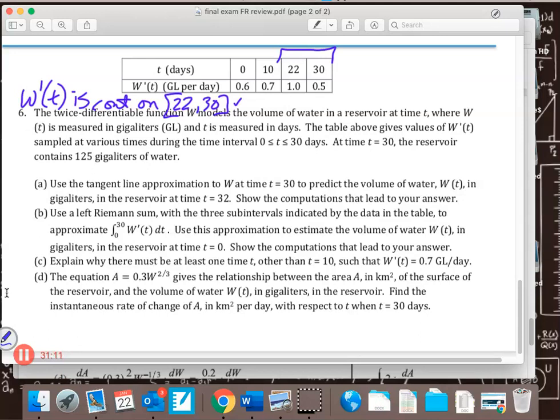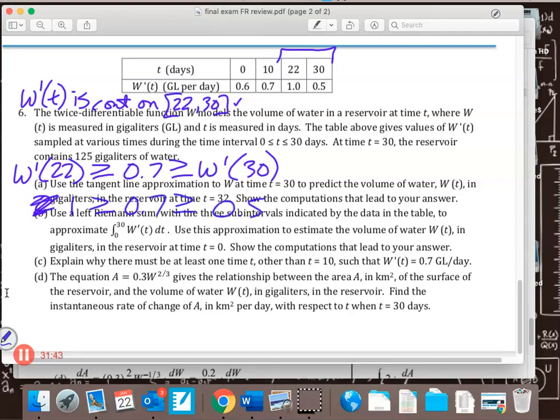Right? Okay. Next for IVT, you have to show that the 0.7 falls in between the endpoints. So I'm going to say, hey, W prime of 22 is greater than or equal to 0.7, which is greater than or equal to W prime of 30. Something like that, right? Or you could say this equals 20, this equals 1, and this equals 0.5. I don't care. Something so that you have indicated that 0.7 falls in between.